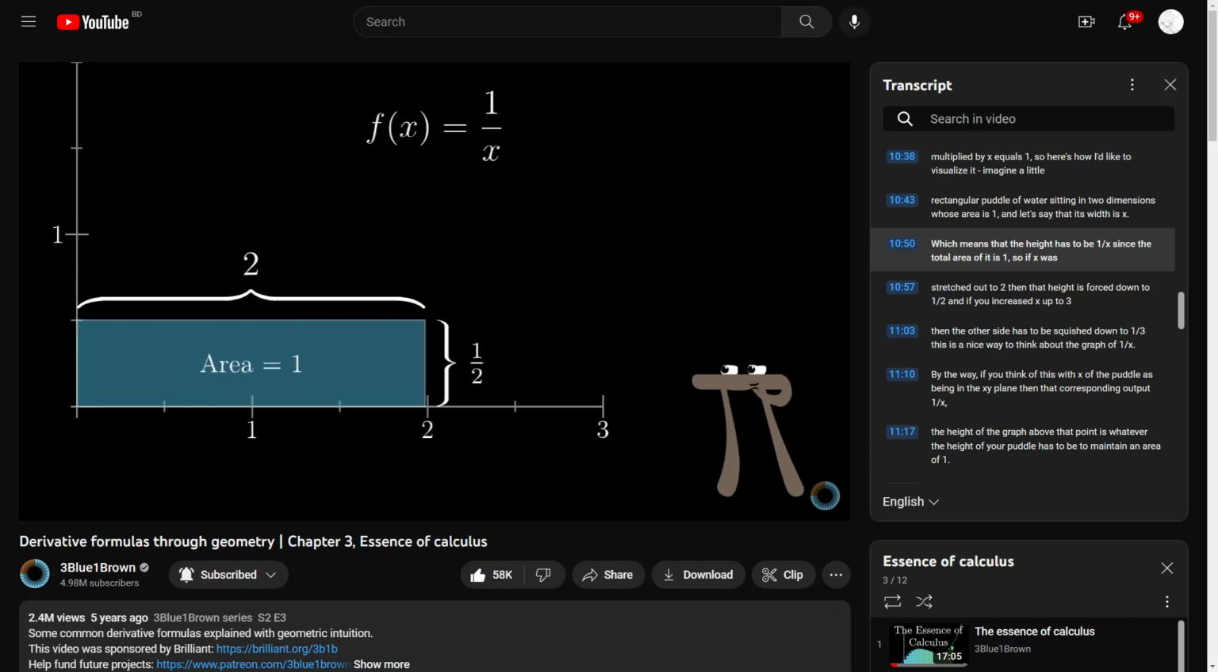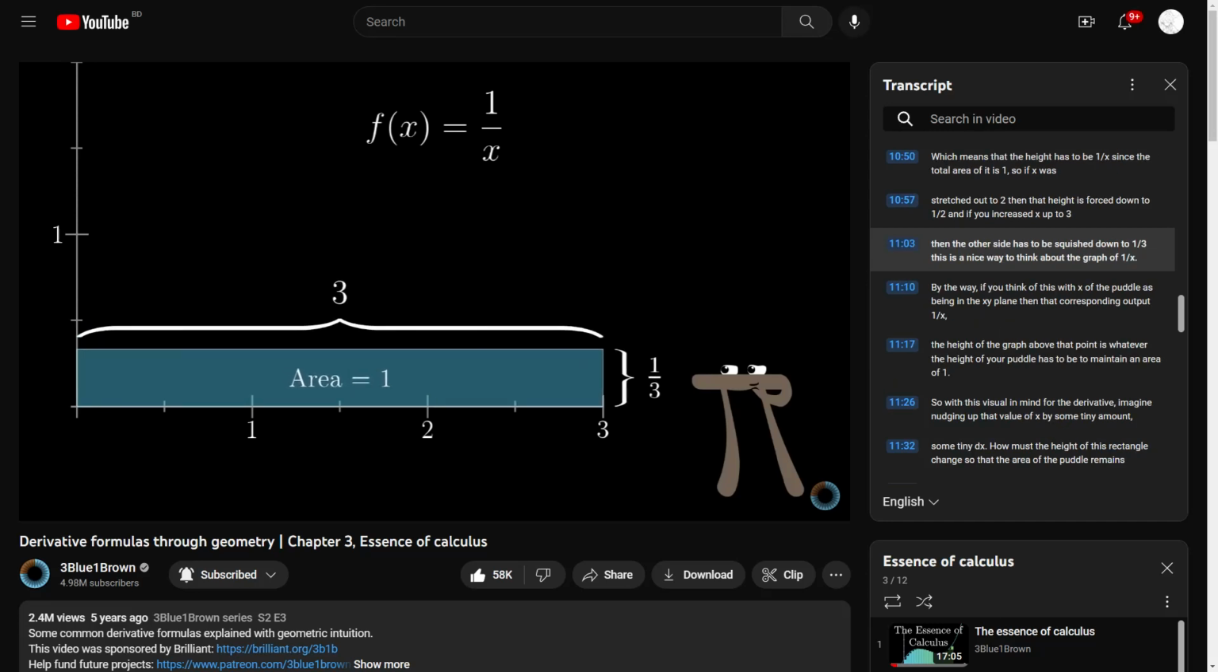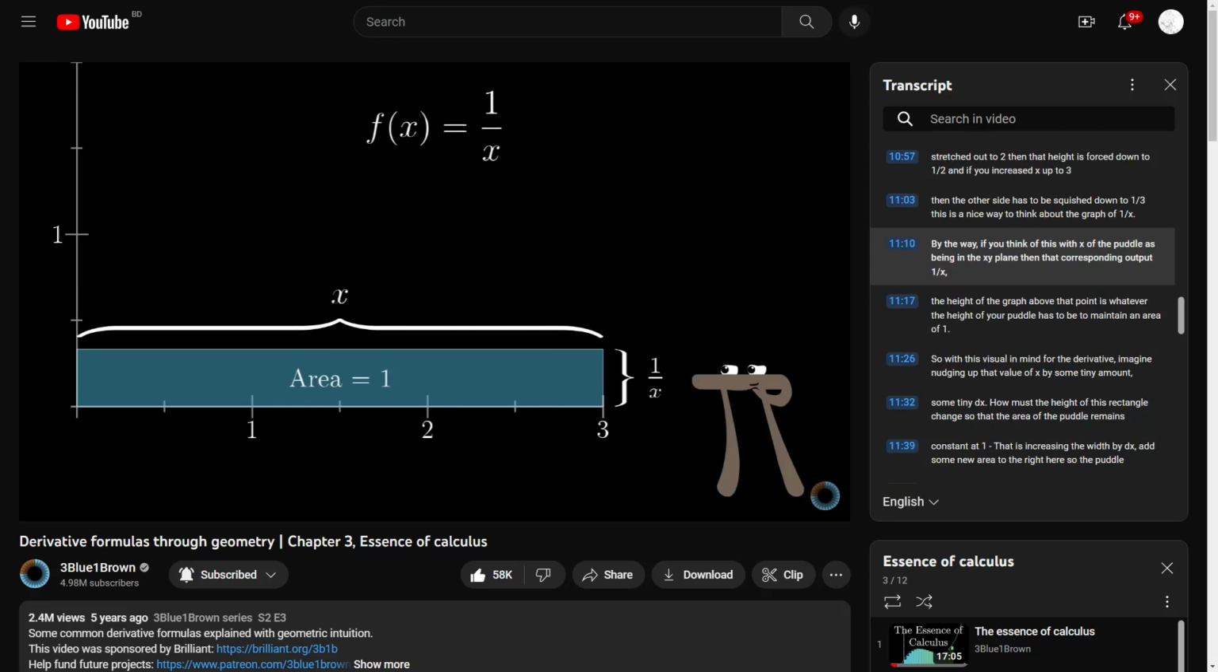So if x was stretched out to 2, then that height is forced down to 1/2. And if you increased x up to 3, then the other side has to be squished down to 1/3. This is a nice way to think about the graph of 1 over x, by the way.